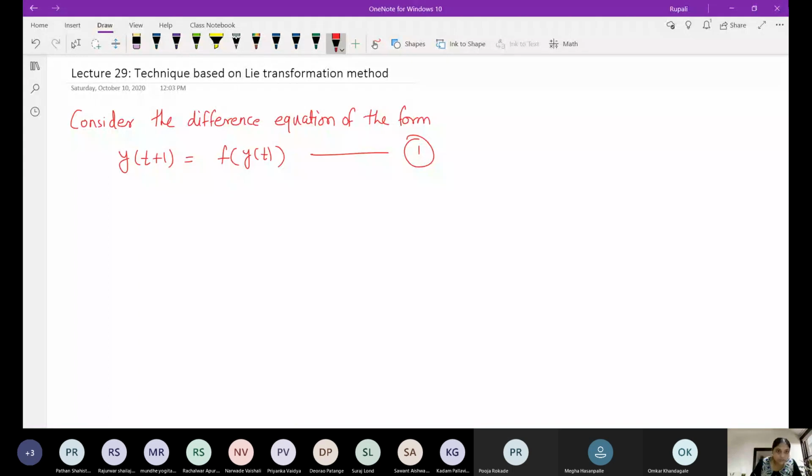Consider the difference equation of the form in which there is no explicit t dependence.